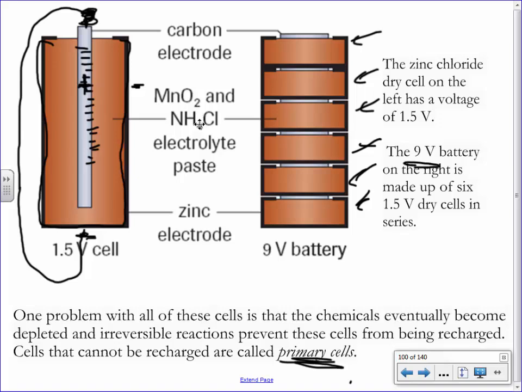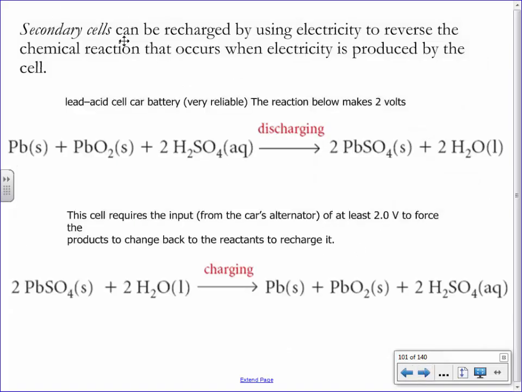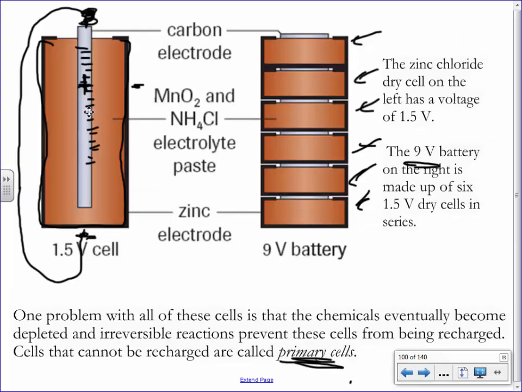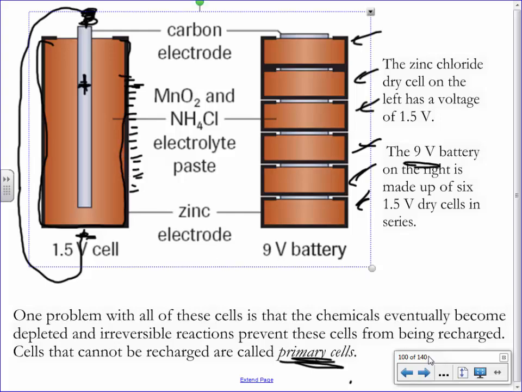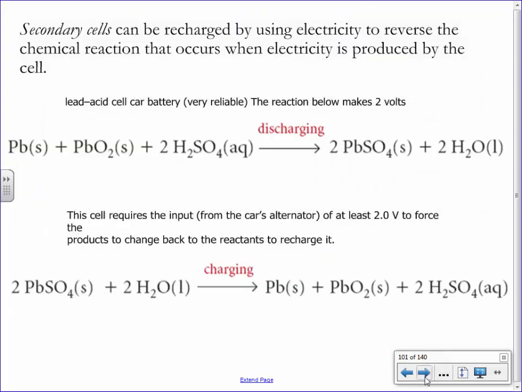That's a primary cell. A secondary cell, which I think is on a future page here, can be recharged because all you do is you take some electricity and you force the electrons to go back to start. And then they can go through the loop. And then your cell phone dies, you plug it back into the wall, and you recharge it. That makes sense? So primary cells are used once, secondary cells can be recharged.